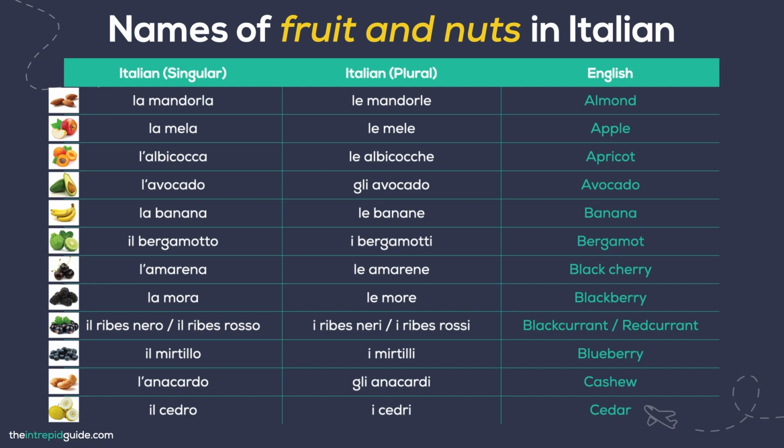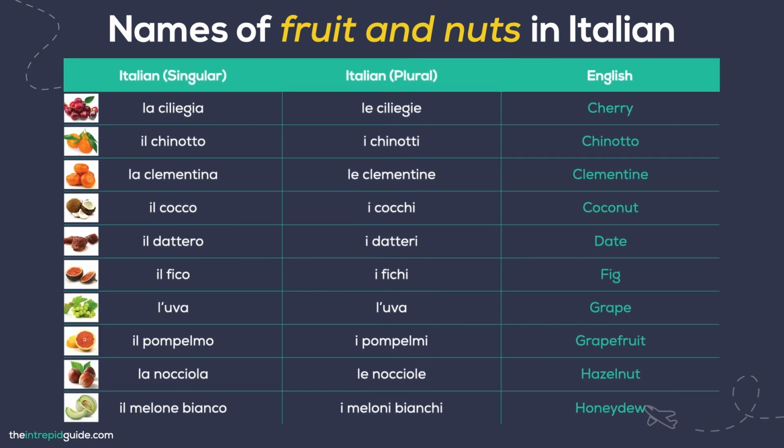Cashew, cashews. Il cedro, i cedri. Cedar, cedars. La ciliegia, le ciliegie. Cherry, cherries. Il chinotto, i chinotti. Chinotto, this doesn't change in English. La clementina, le clementine. Clementine, clementines. Il cocco, i cocchi. Coconut, coconuts.